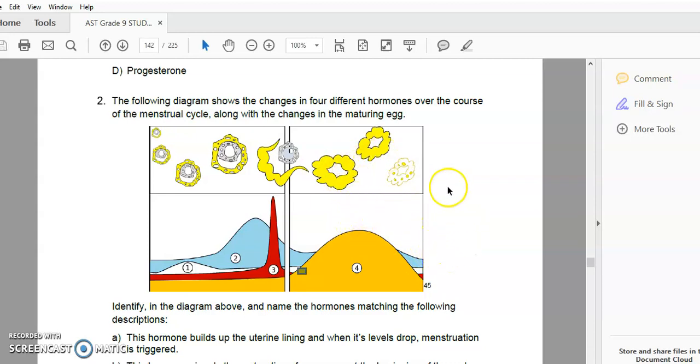If you want to be really technical, at the end, once the progesterone is being used, we call it white body, but doesn't matter.